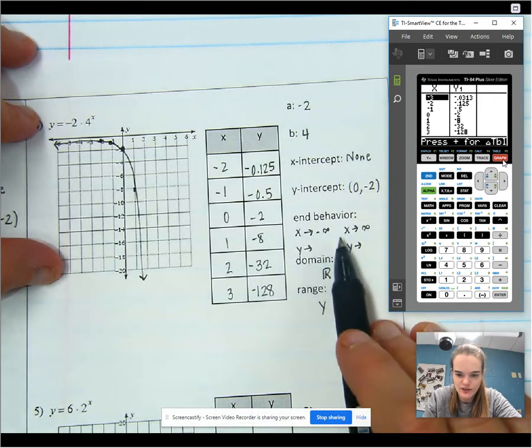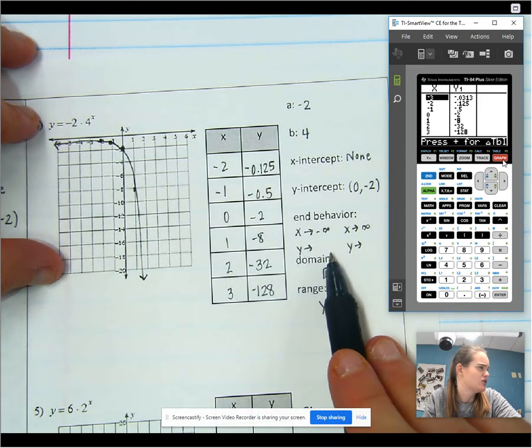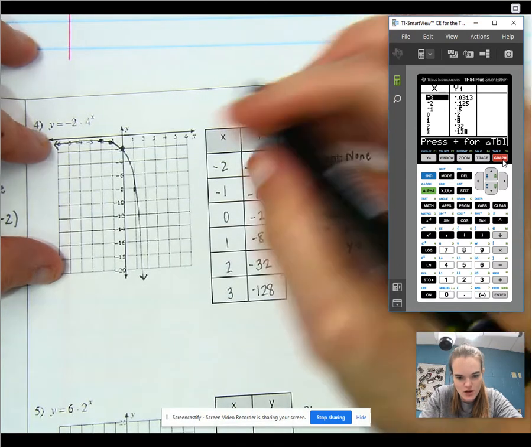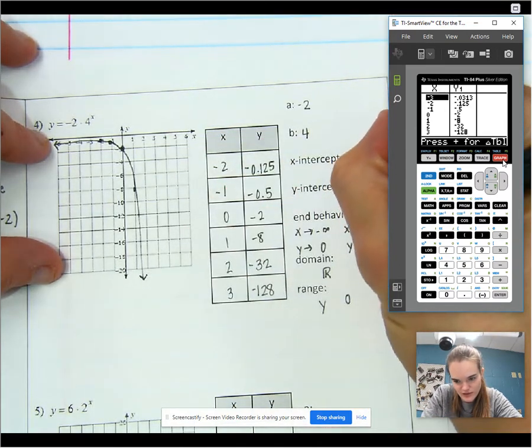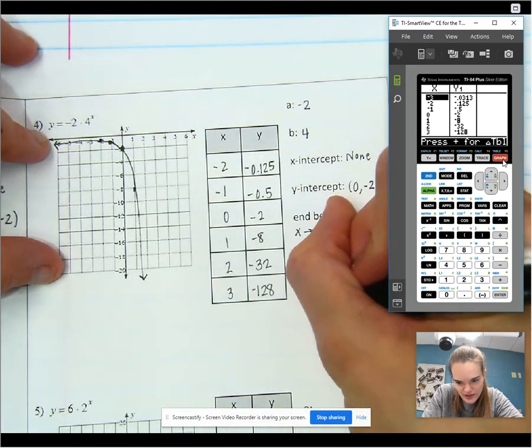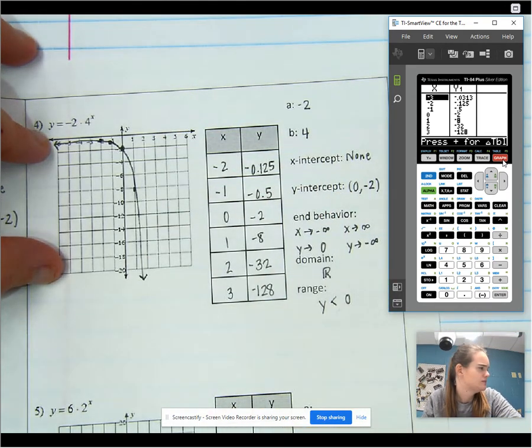Okay, we haven't filled in the end behavior, we haven't filled in the range. The end behavior, on the left, this is going towards 0. On the right, it's going towards the negatives. The range is the numbers that are less than 0.